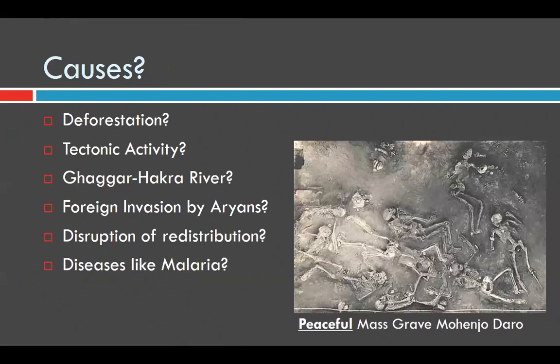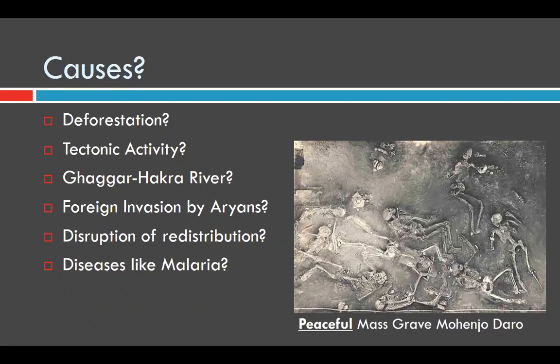What caused this decline? Remember all of those clay-fired bricks? One popular hypothesis is that they cut down so many of their trees and burned them to fire clay bricks and ceramics that it caused environmental degradation on a large scale. When you have deforestation, silts build up in your rivers. And we know that they lost an entire river in this process. The Ghaggar-Hakra became silted over and it went underground.